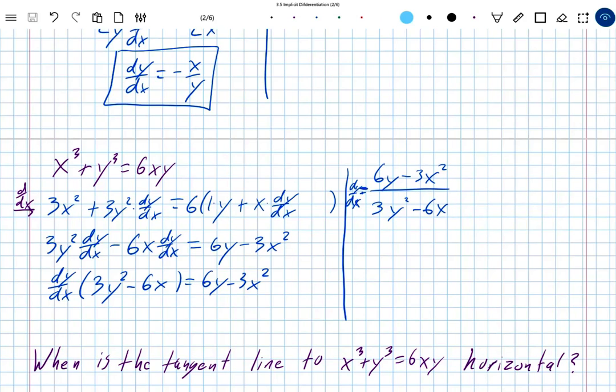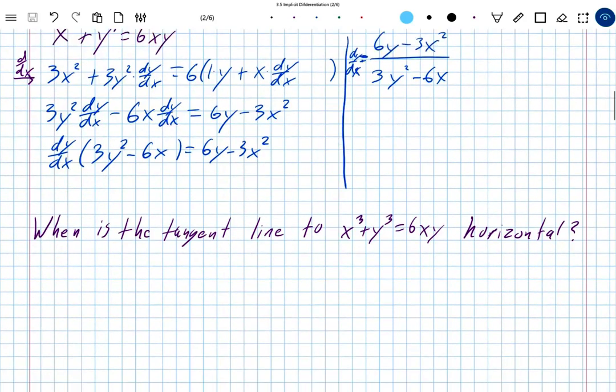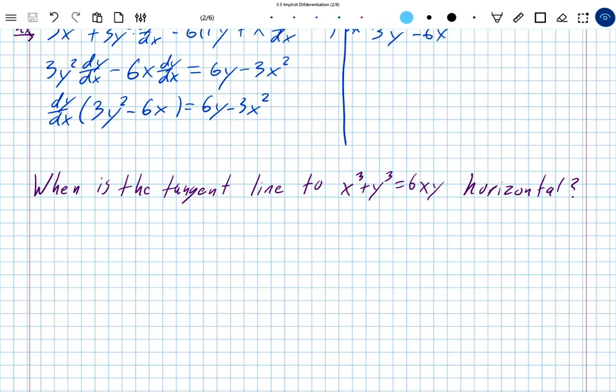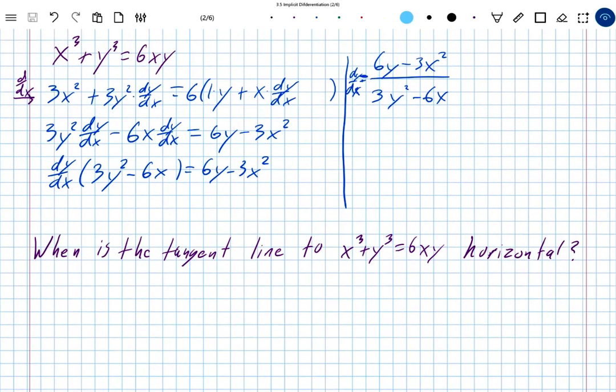Let's go ahead and up the ante a little bit. When is the tangent line to that same function, that same, I guess, graph, horizontal? So we're asking ourselves, when does that whole thing equal 0? So this is a little bit of a side topic here, right? But it's worth pointing out that we can answer some of the same kinds of questions, sometimes with a little bit more work in this case.